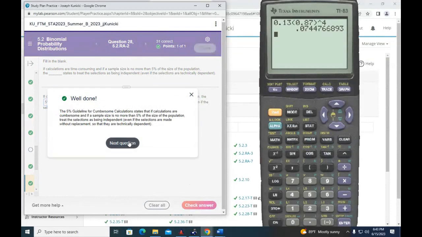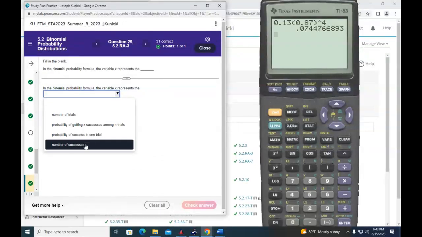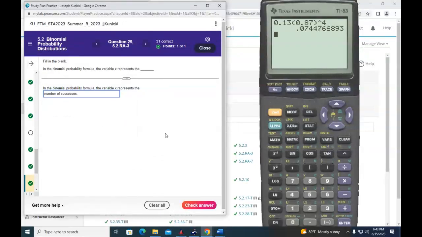Number 3. The binomial probability formula, the variable X represents number of trials. That's N. Number of successes. Successes. Because X could be any number between 0 and N. Right? There's no successes or all successes, or anything in between. Okay.